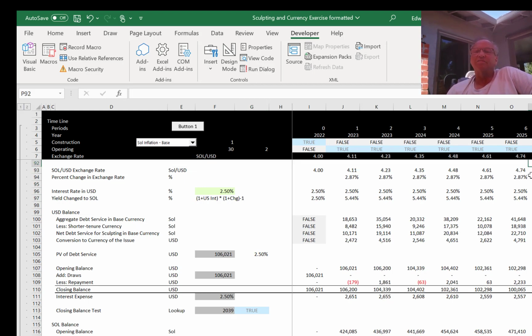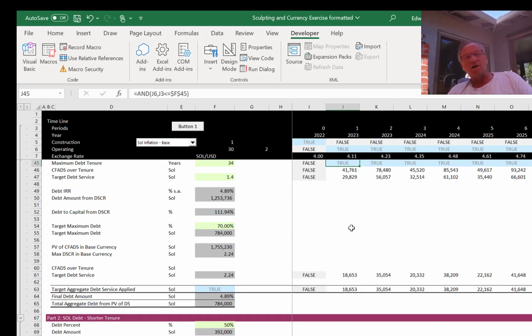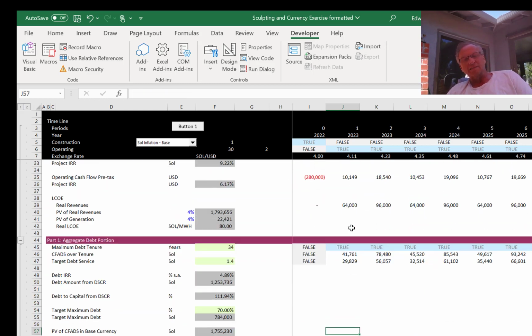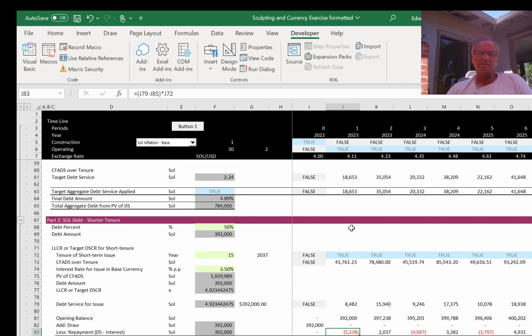So if I change this to the high case, then I hope those, yes, look at this one, for example, 4.48 in the base case, and in the high case, it was 5.02. So we have different exchange rates, and the inflation rates are being used up here in computing the PPA price and the O&M costs and all of that.